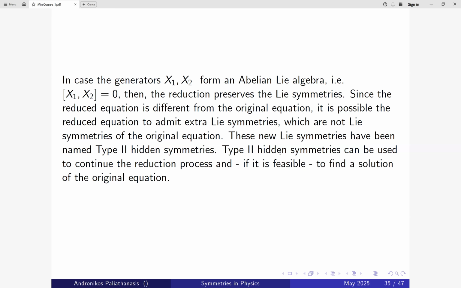These new Lie symmetries have been named type 2 hidden symmetries. And these type 2 hidden symmetries are important since they can be used to reduce further and continue the reduction of the equation.